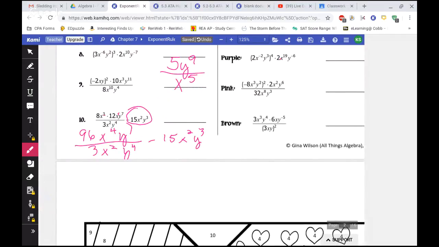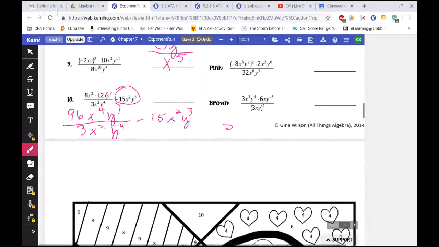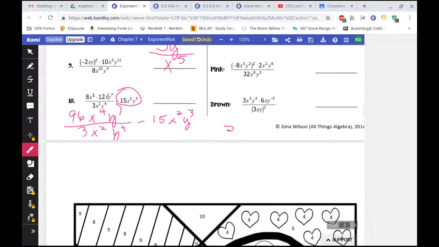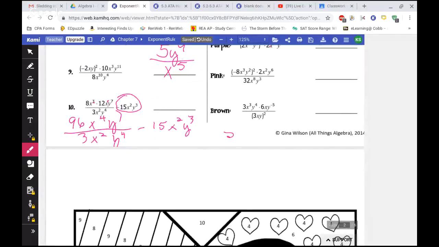Why won't it write? Huh. I don't know why it won't write on this. Oh, well, it's not going to write. That's kind of a bummer.